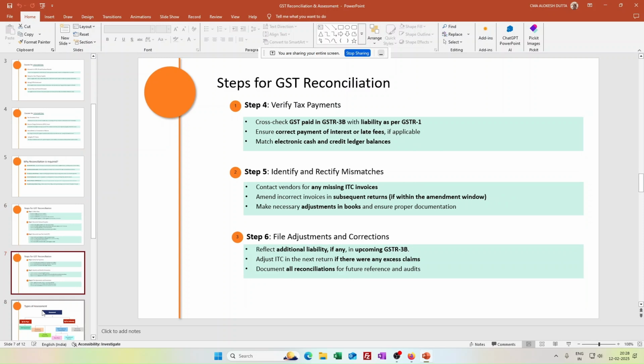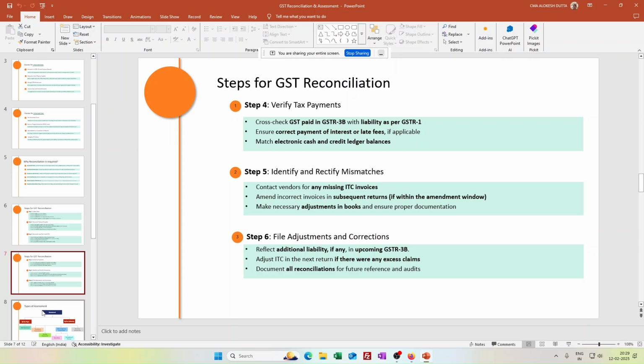Verify the tax payment from your challan and GST portal cash ledger. Identify and rectify the mismatches as per reconciliation, any missing ITC or any subsequent returns or adjustment in the books. File amendments and corrections. If that reflects additional liability, if any, in the upcoming GSTR 3B, adjust in the next month, next return, if there are any excess claims or dominant.